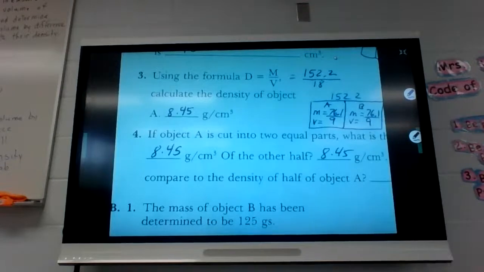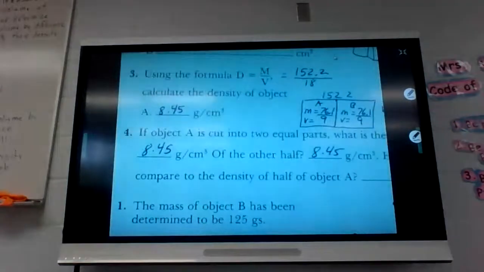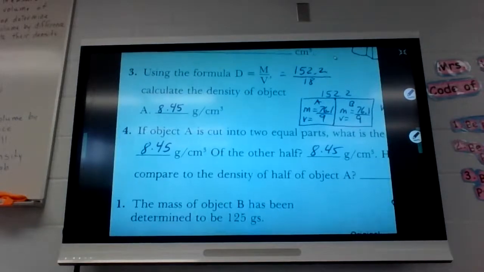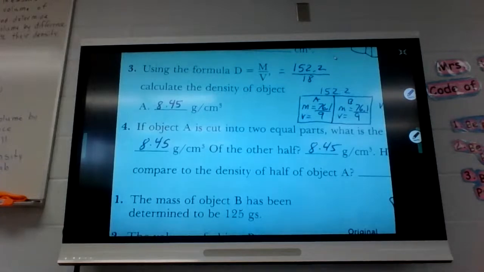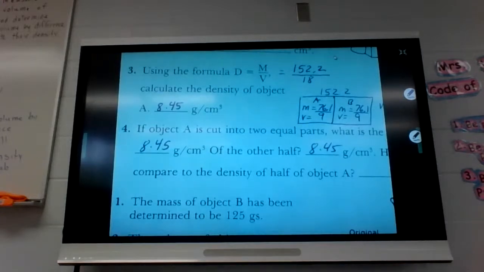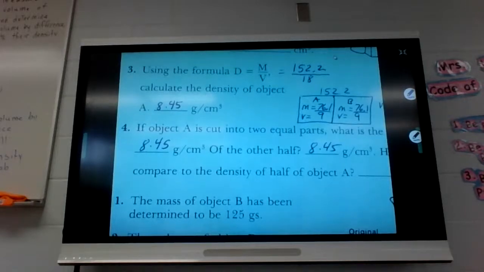What can you tell me about the material? Is it the same material or a different material? Same. It's the same material. Okay? The density doesn't change because you cut it in half. In a little while, if we get to it, when y'all are finding the density of water, what kind of water are y'all going to be using? Tap water. Is everybody going to use the same amount of tap water? No. But should the density of the tap water be the same? Yeah, because y'all are all using the same material. Okay? Density doesn't change if you have the same material.